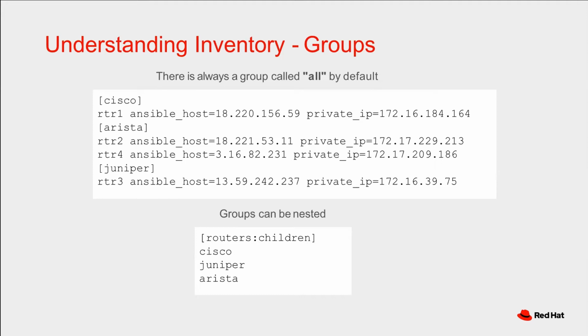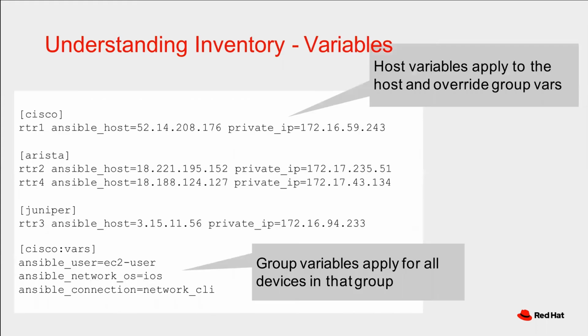And the power in doing this this way is that we can execute playbooks against all of our Cisco, Arista, or Juniper assets, or we can execute automation against all of our routers. And we'll see in some of the later examples how we can do that. And then we can also have variables.